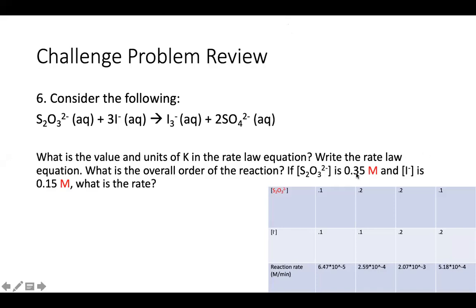I wrote 0.35 moles and 0.15 moles down here. If I didn't give you a volume, you can't solve for that. It has to be a concentration. So those were supposed to say molar. I apologize. And in this table, I think it said S2O8. It was supposed to be this reactant, S2O3 2 minus. Again, if that deterred you from doing this problem, I apologize. That was not my intention.